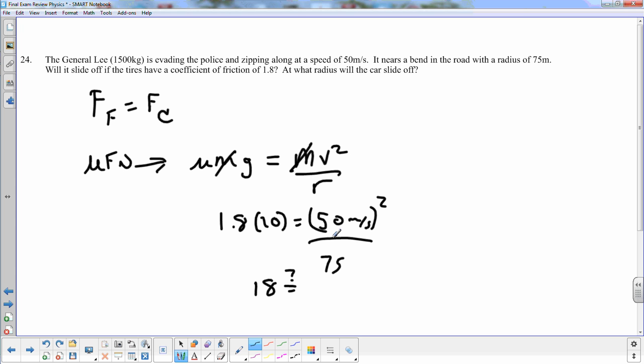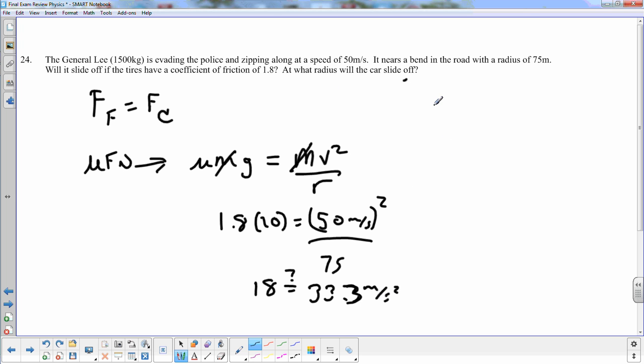The next question we're asking is, at what radius will it start to slide off? So we know it's doing it here. How big does the radius have to be in order for it to maybe not slide off? We can do the same thing. Mu g equals v squared over r. And this time it really is an equality. Mu times g, same tires, same gravity. 18 equals same speed, 50 squared, but now we're looking at it over what radius? So 18r equals 50 squared. Solve for r.